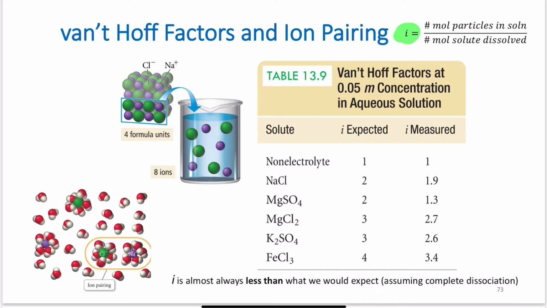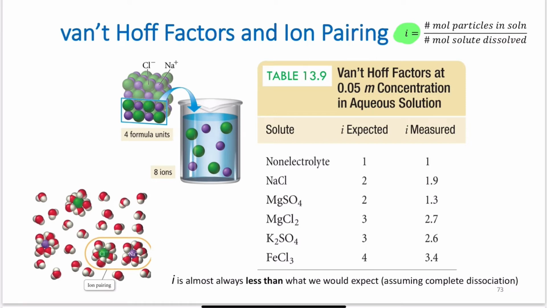for a 0.05 molar solution. Then we've got a bunch of electrolytes listed here. We've got sodium chloride, magnesium sulfate, magnesium chloride, potassium sulfate, and iron 3 chloride, and we see that their expected i values are 2, 2, 3, 3, and 4 respectively. But we see that their measured i values are not always matching up to what we expect. Sodium chloride, we expect 2, we see 1.9. Magnesium sulfate, we expect 2, but we get 1.3. Magnesium chloride, we expect 3, we get 2.7. Potassium sulfate, we expect 3, we get 2.6, and iron 3 chloride, we expect 4, we get 3.4.